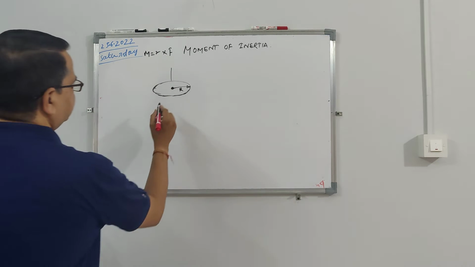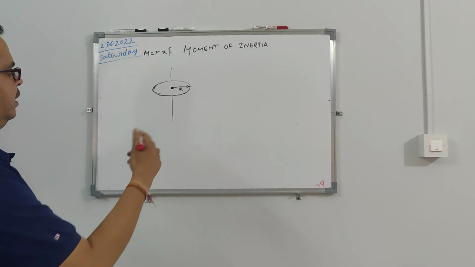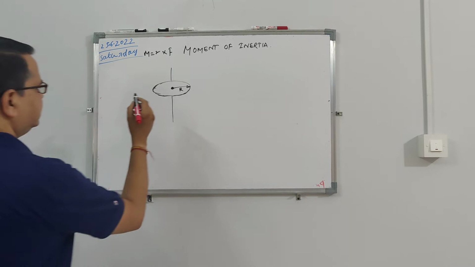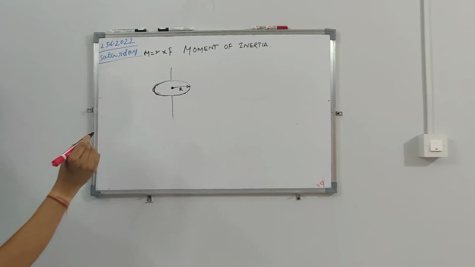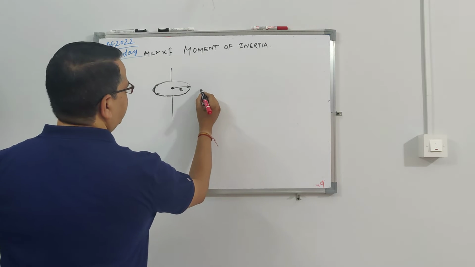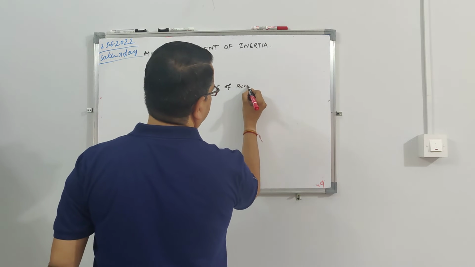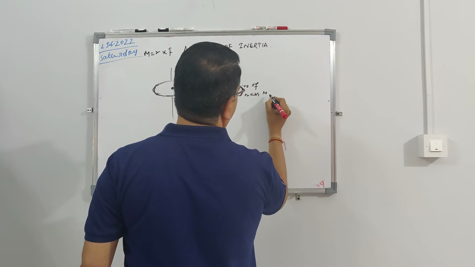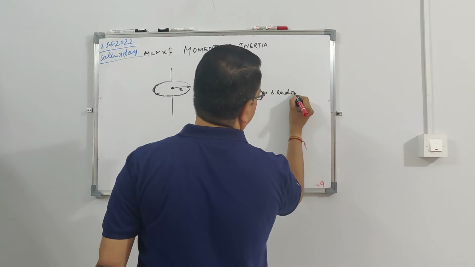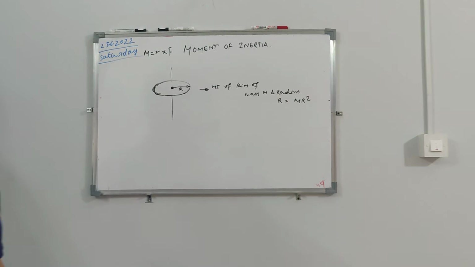This is a circular ring of radius r and mass m. So ring, you know, it will not have mass inside. It is just a ring. So the moment of inertia of a ring of mass m and radius r is equal to mr square. This is very, very important. This is a ring.